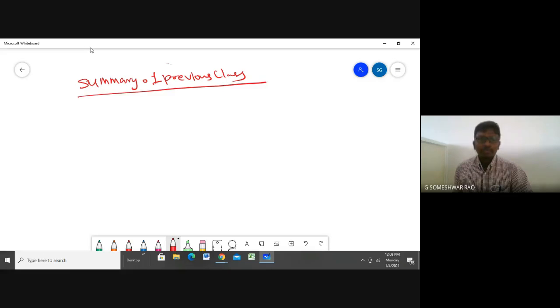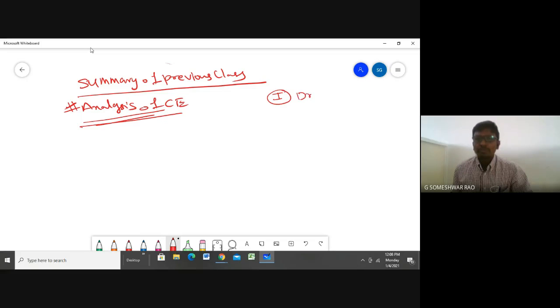In the previous two classes, we have been discussing the analysis of a CE amplifier. Yes or no? When you want to analyze the CE amplifier or any configuration, there are standard steps I have given. So what are those standard steps? Once again, I just wanted to revise.